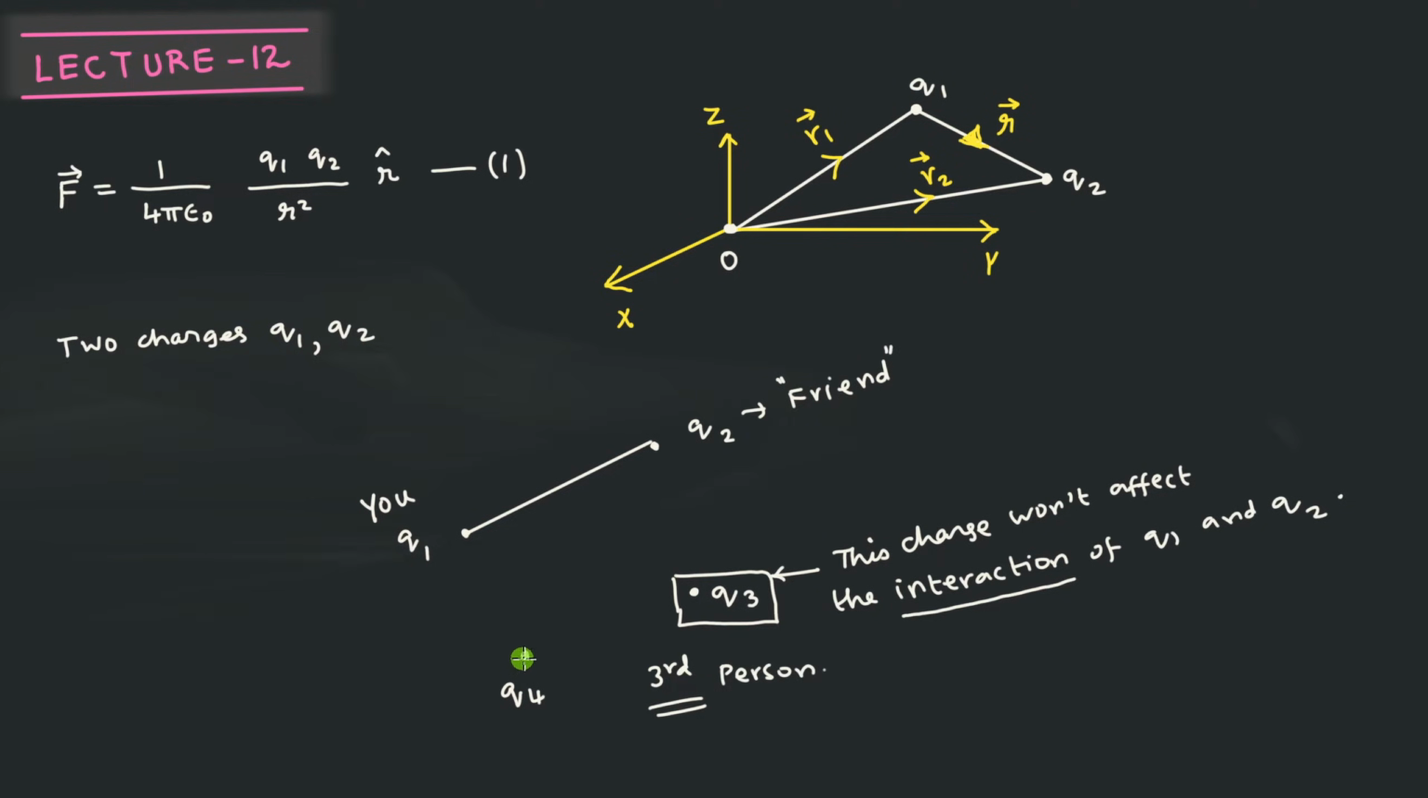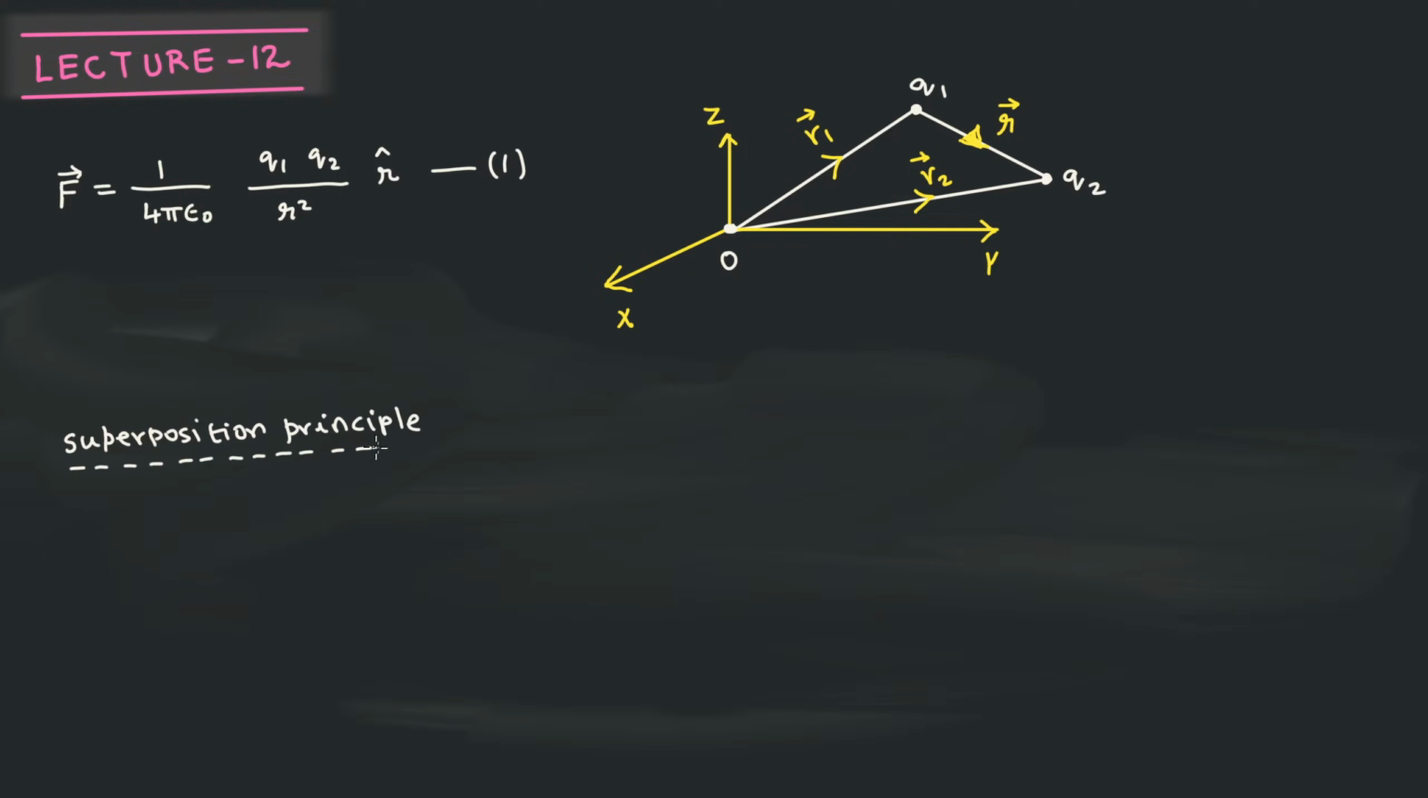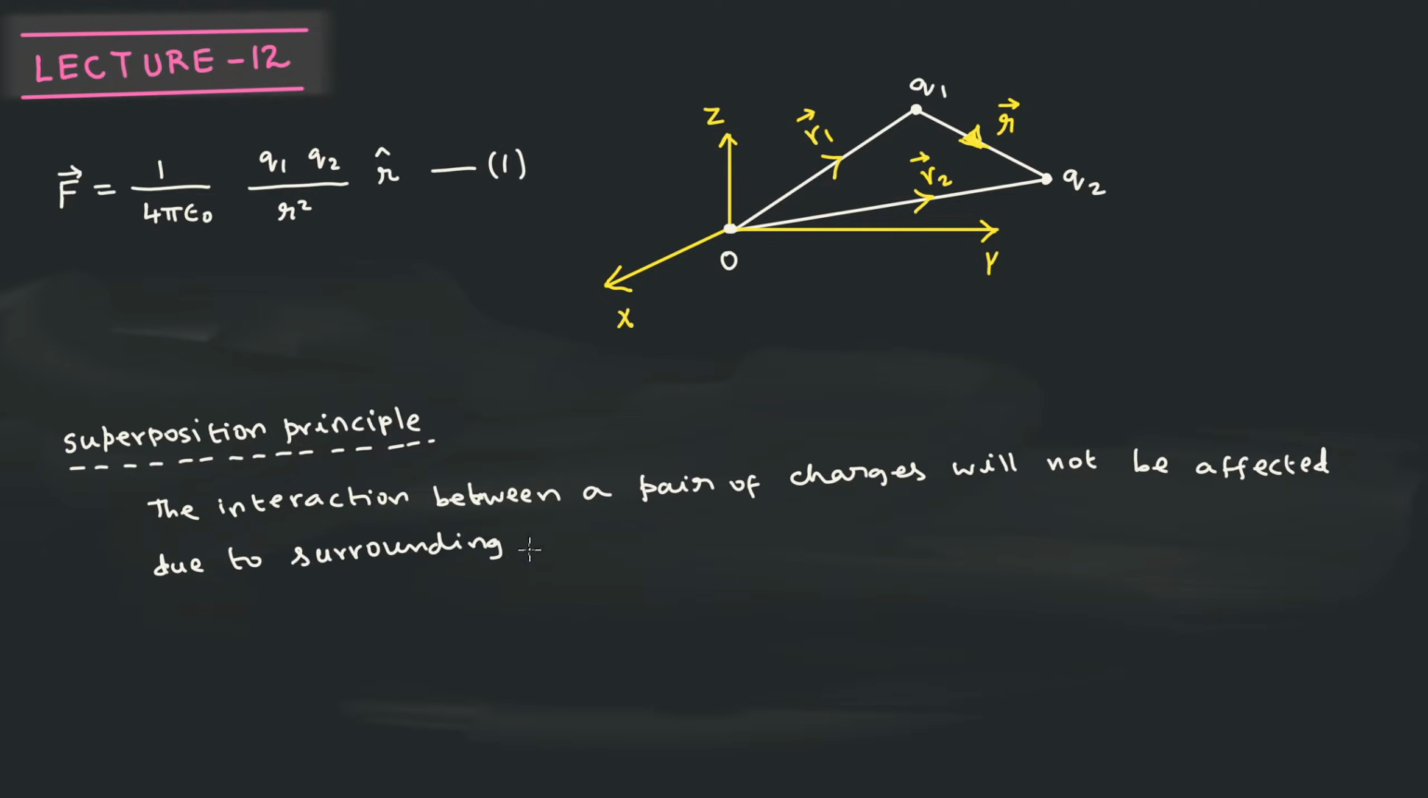Suppose a fourth charge is kept here. Even then, Q3 and Q4 together cannot change the force between Q1 and Q2. This conclusion is known as the superposition principle. So the superposition principle says that the interaction between a pair of charges will not be affected by the presence of additional charges surrounding the pair.